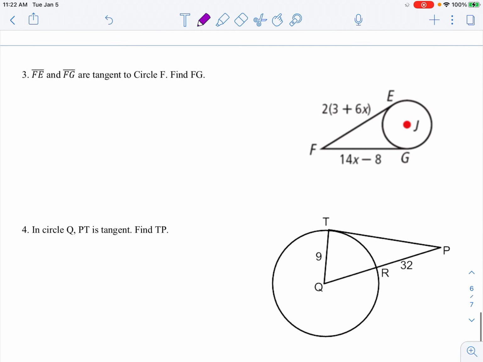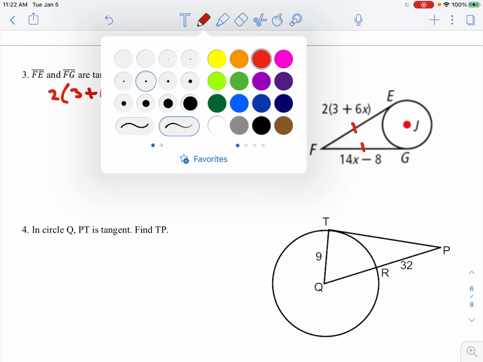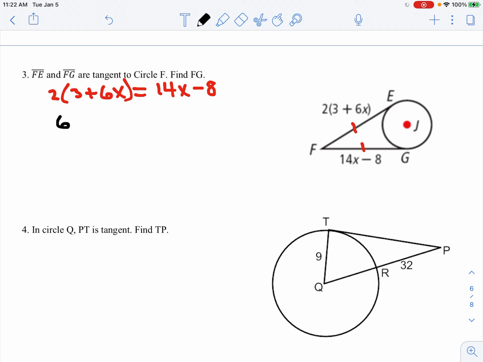All right, well, 3 and 4 are from today's material. Number 3, it's tangent with the 2 ice cream cones. It looks like the ice cream cones, so I'm going to set them equal. 2 parenthesis 3 plus 6x is equal to 14x minus 8. Remember to distribute first and rewrite it. So 6 plus 12x equals 14x minus 8.